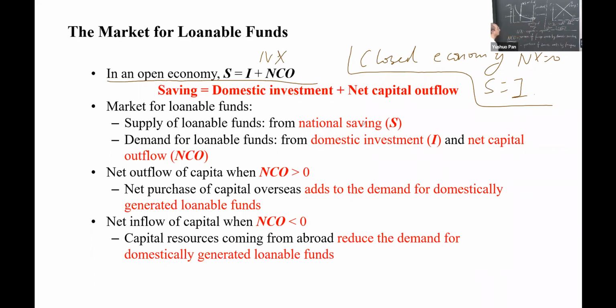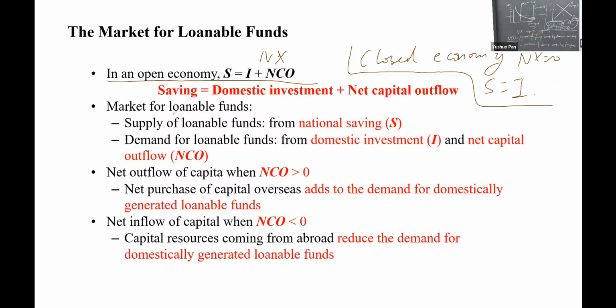That's in the open economy. So in the open economy, the demand curve equals I plus NCO, not I anymore, because S equals I is the closed economy. In this chapter, since we learned the open economy, the demand curve is not I anymore, but it's equal to I plus the net capital outflow. This is important, and this is the difference between the closed economy and the open economy. The demand curve is different.